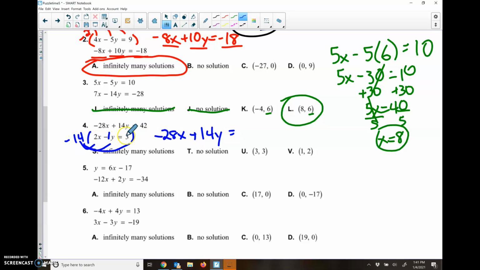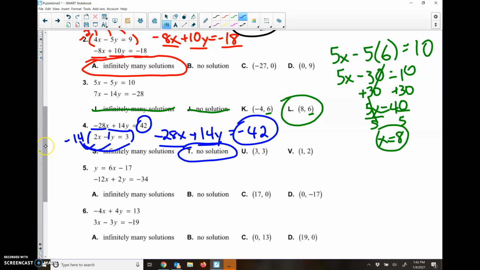And then negative 14 times 3 gives us a negative 42. So close. So I have negative 28x for both of them. I have positive 14y for both of them. But here, it says it equals 42. And here it says it equals negative 42. So almost everything's the same. So that's going to be a no solutions on that one.